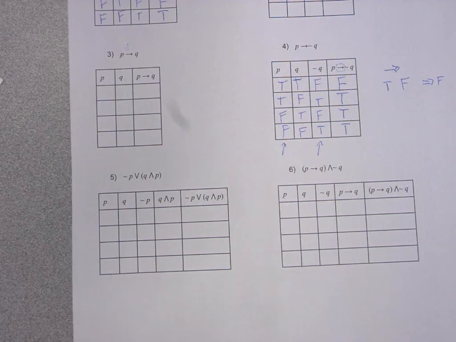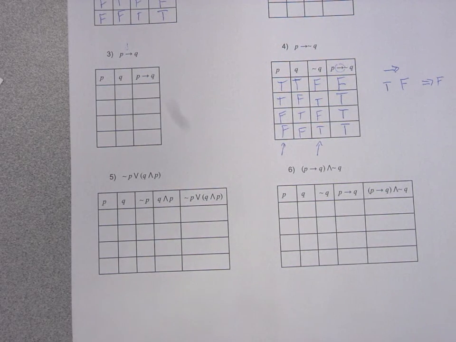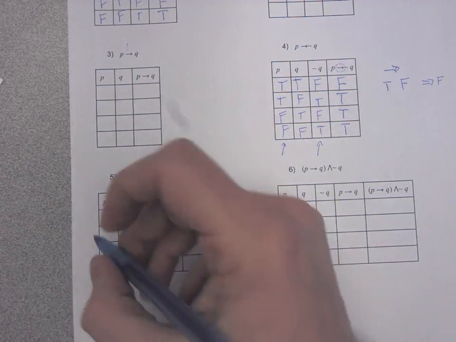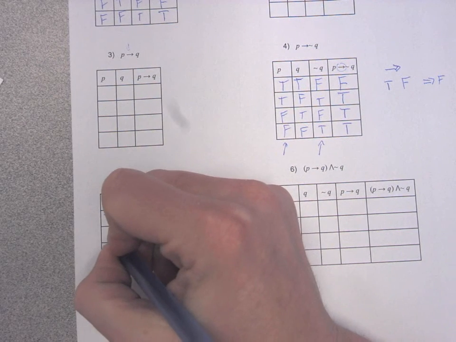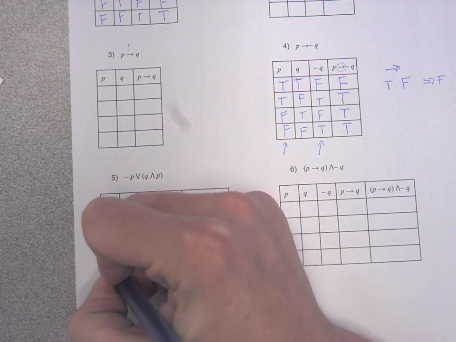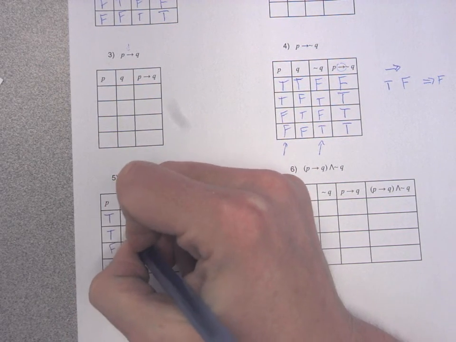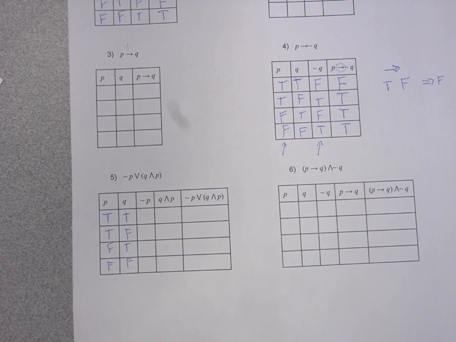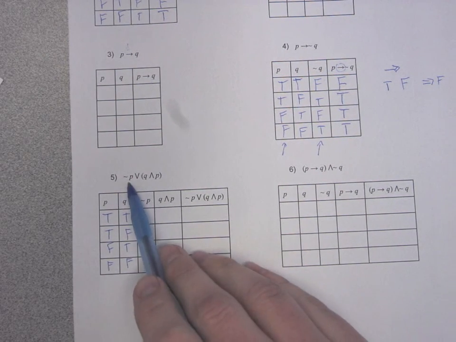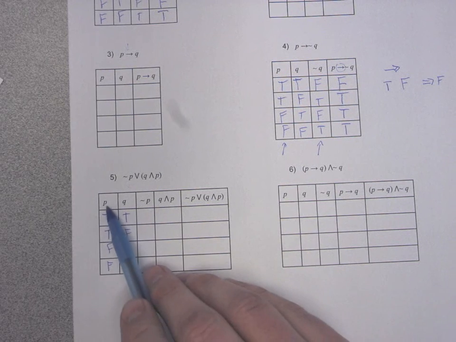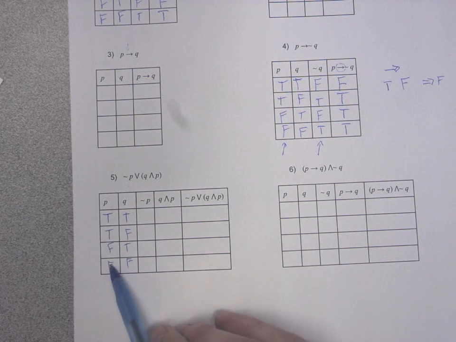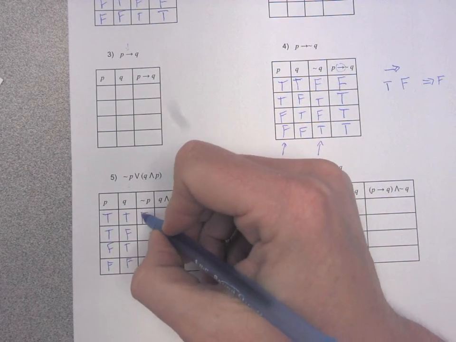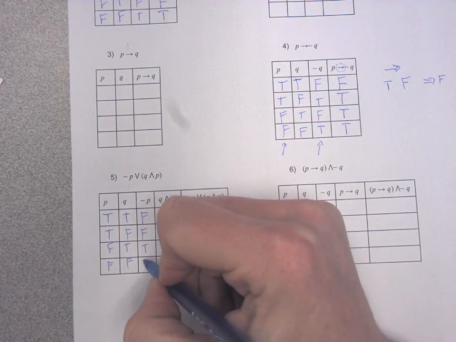Let's do a couple more of these, okay? So here, let's do number 5. Again, we're going to start the same way. These all start the same way. True, true, false, false. True, false, true, false. Just the different combinations of values for those two statements. Okay, now in this one, we're going to need a not P. So we need the opposite of the P column. So not P is just the opposite of these values here. So false, false, true, true. Okay.